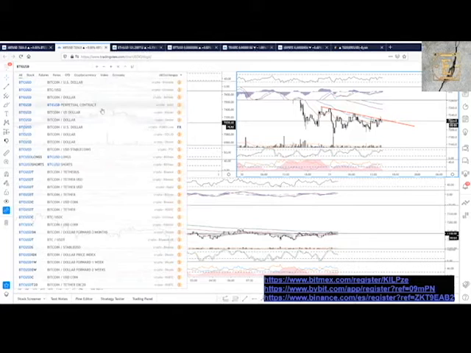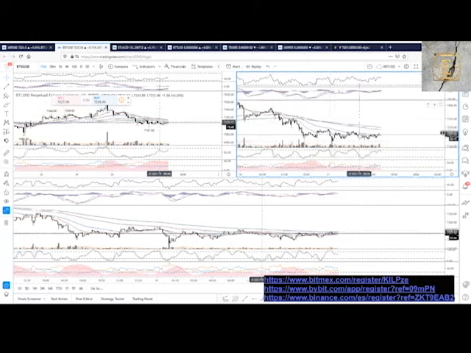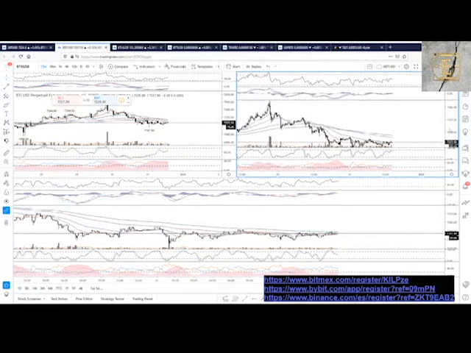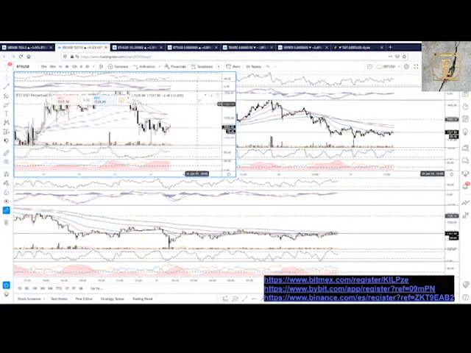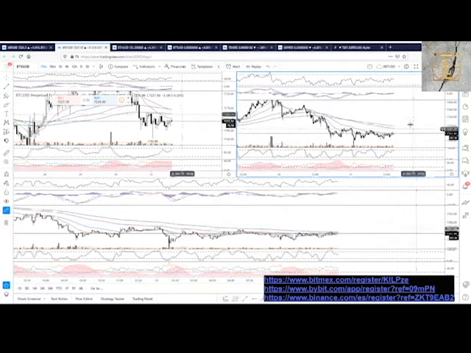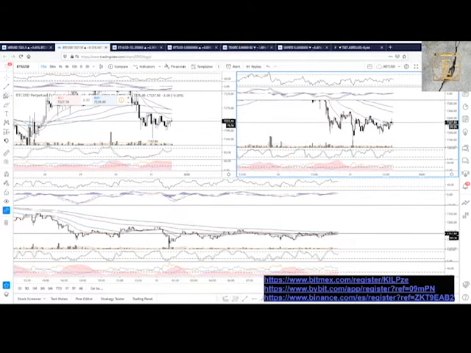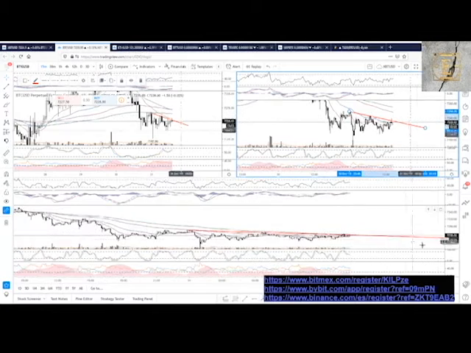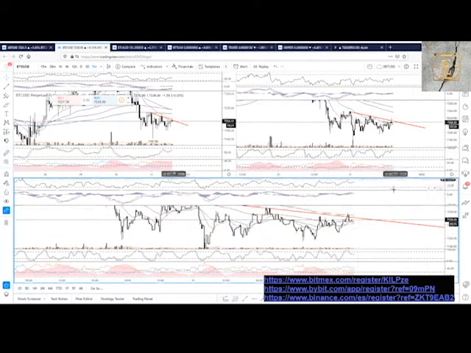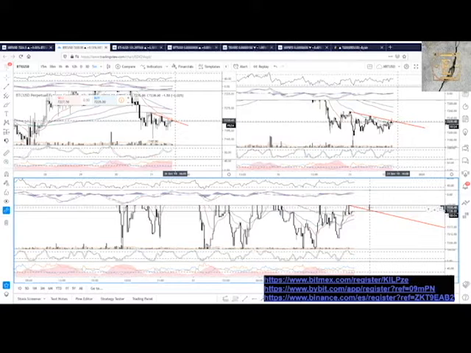Let's do BYBIT. So 50 minutes looks like the same. Clear rejection here. Okay. So let's enter now, almost now. 29. Okay, let's try 29.